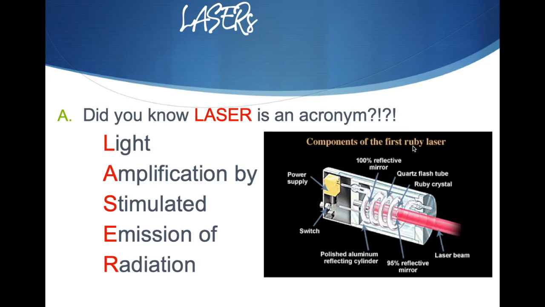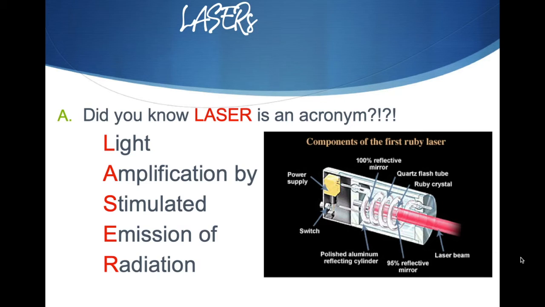So a ruby in this case. The ruby crystal is being stimulated by the power supply. The light that the electrons are producing, because the electrons in the ruby are moving up and down, and when they come down, they give off energy. That light is being amplified, and then the radiation is being emitted out the end, and that's your laser beam. So that's what a laser is, related to light and electrons and those kinds of things.